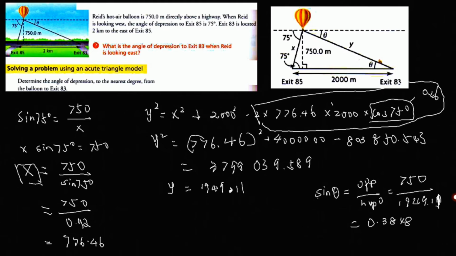0.3848. Sine theta equals this, so we take the inverse of sine: theta equals inverse sine of 0.3848. Using the calculator, this angle is 22.6 degrees. So the angle of depression from the balloon to exit 83 is about 23 degrees. Okay, let's move to the next question.